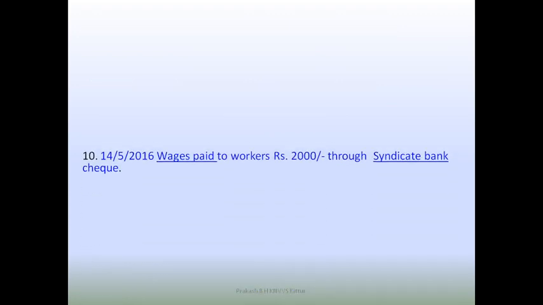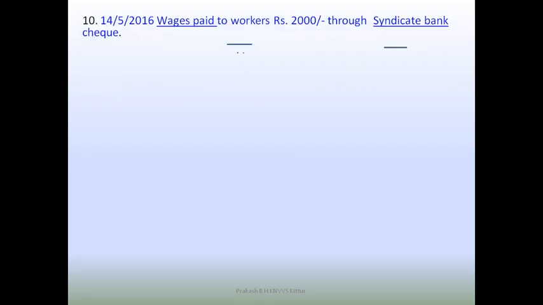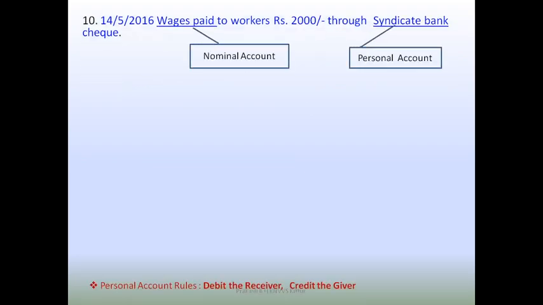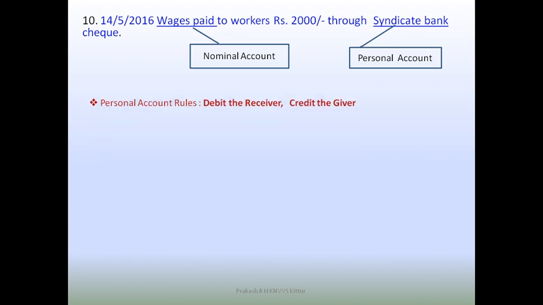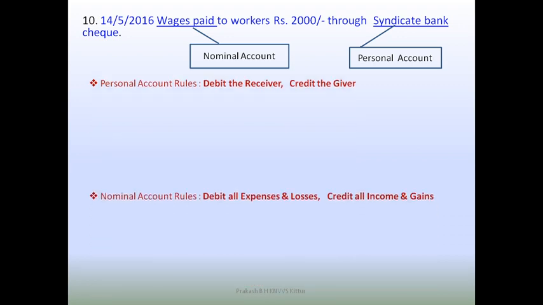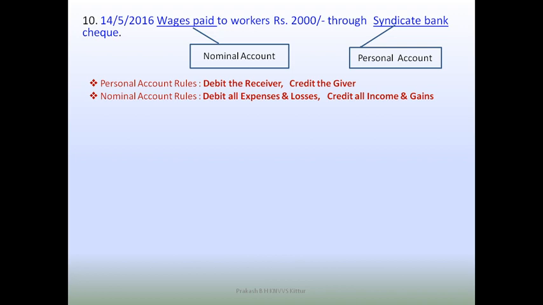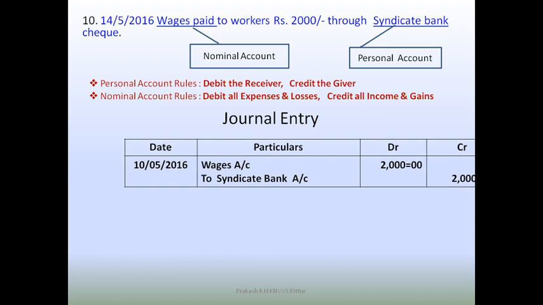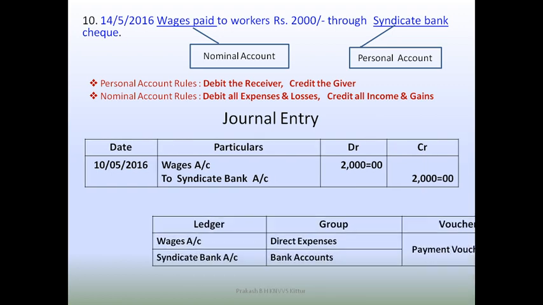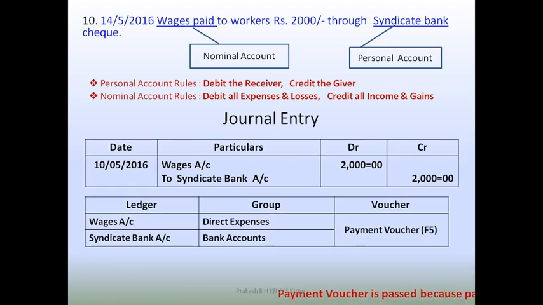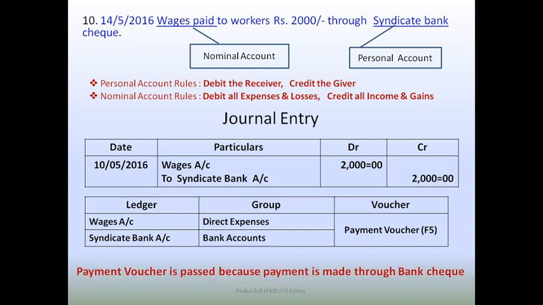Now the 10th transaction, it is 14/5/2016, wages paid to workers Rs 2000 through Syndicate Bank check. So here we paid the wages of the workers through the Syndicate Bank check. Through check we have made the payment. There is no involvement of cash, but the payment is made through the Syndicate Bank here. So wages is an expense, it is the nominal account, and then there is an involvement of the bank.